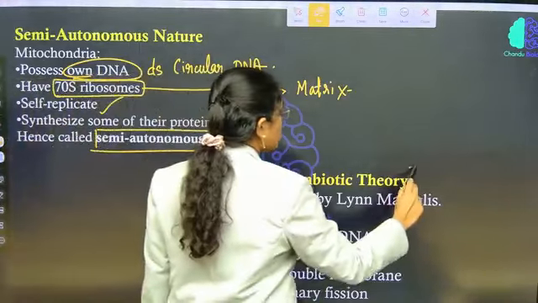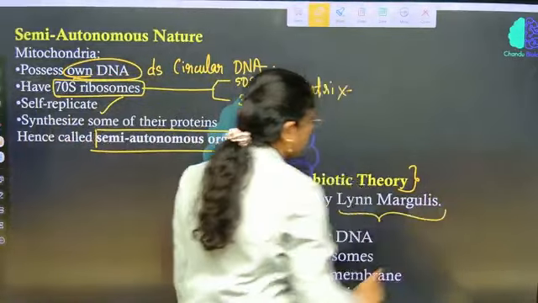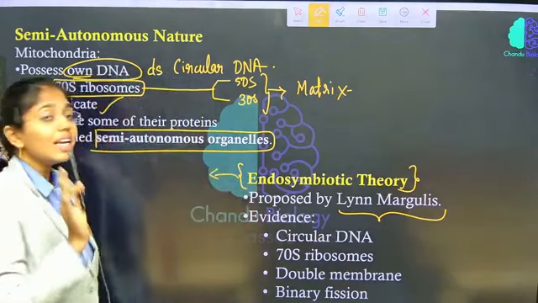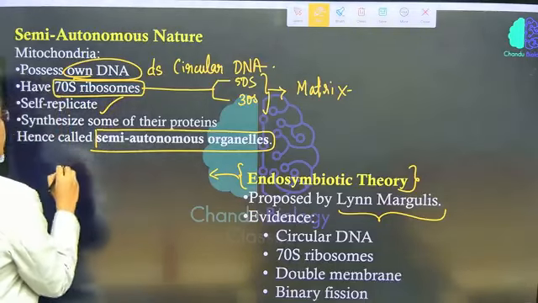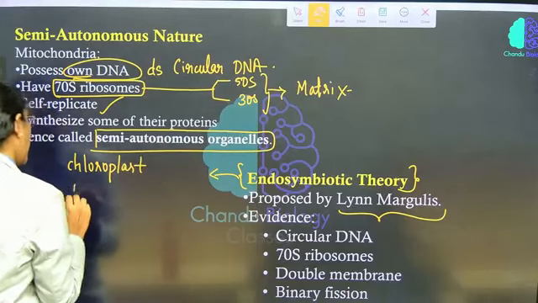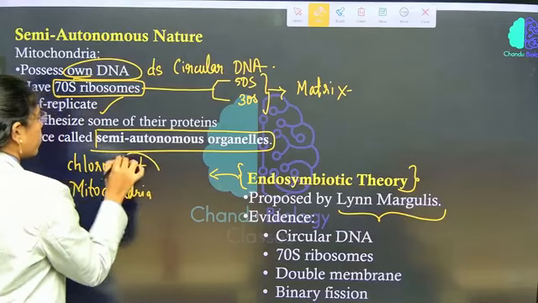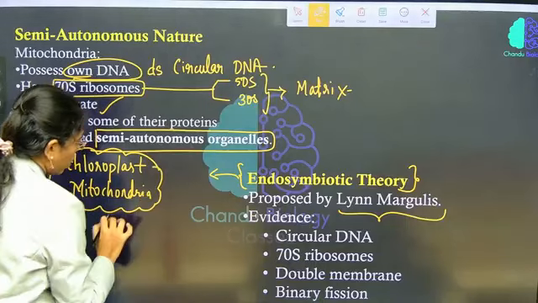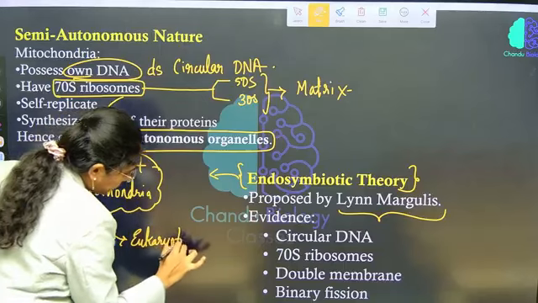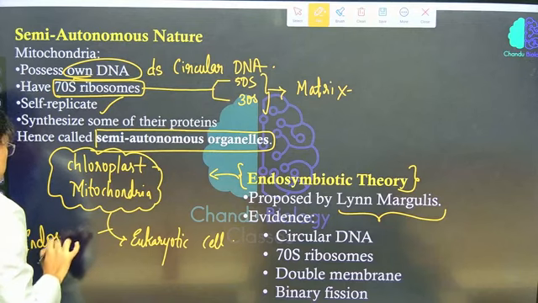Next is the endosymbiotic theory, which was proposed by Lynn Margulis. Endosymbiotic theory is very important. What is endosymbiotic theory? This clearly states that both chloroplast and mitochondria have entered into eukaryotic cells by endosymbiosis.